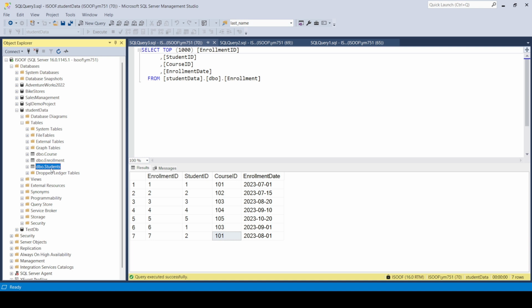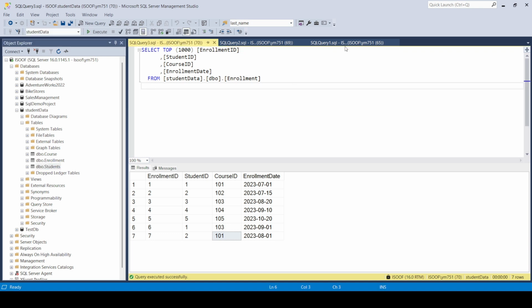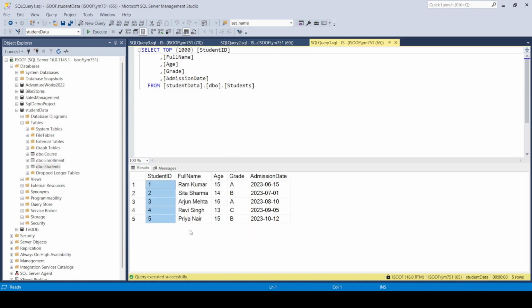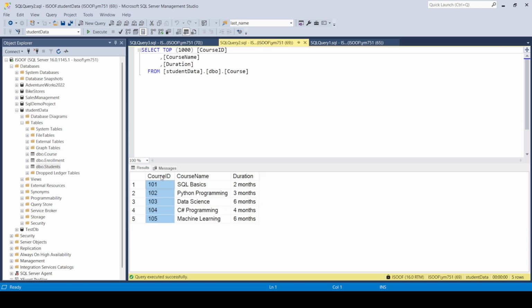First of all we will see the student table. In the student table we have student ID, full name, and so on. The student ID column is acting as the primary key in this table. Similarly, we have the course table, and the course ID present in this table is acting as the primary key. We should keep in mind that a primary key cannot contain duplicate values and cannot contain null values. You can see it starts with 101 and ends at 105, so no duplicates are there, and it is incremented by 1.